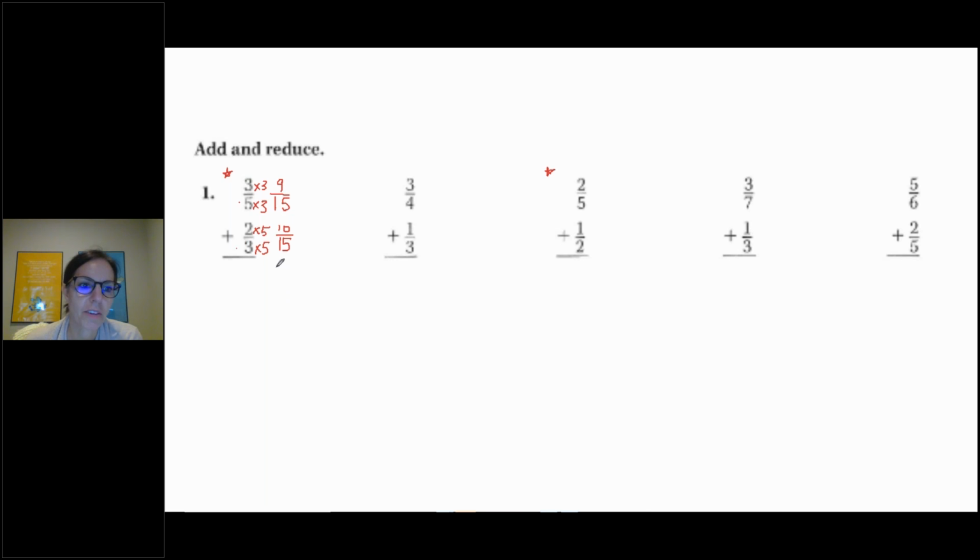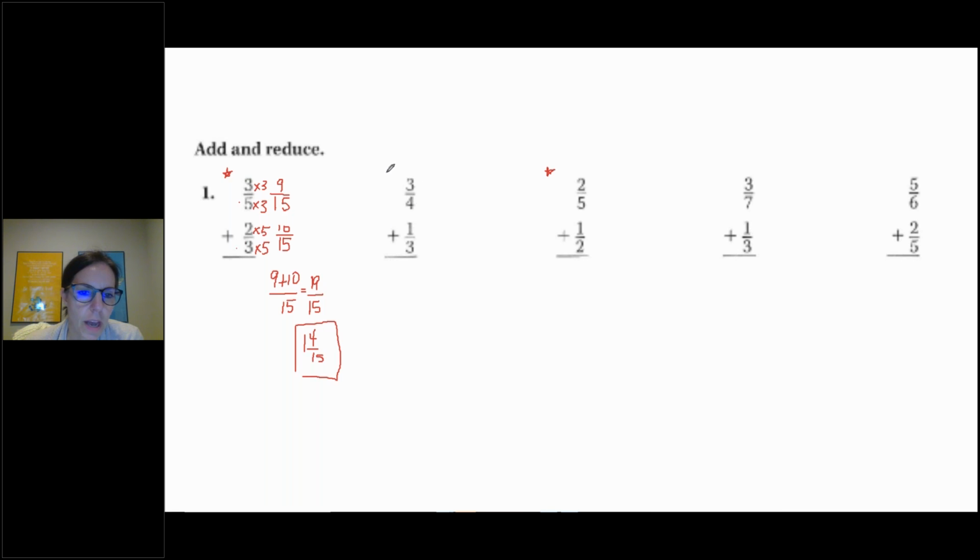If you add down, you have 9 plus 10. Get 19 over 15. You got it. And then do you remember how to rewrite it as a mixed number? 1 and 4 over 15. Perfect.